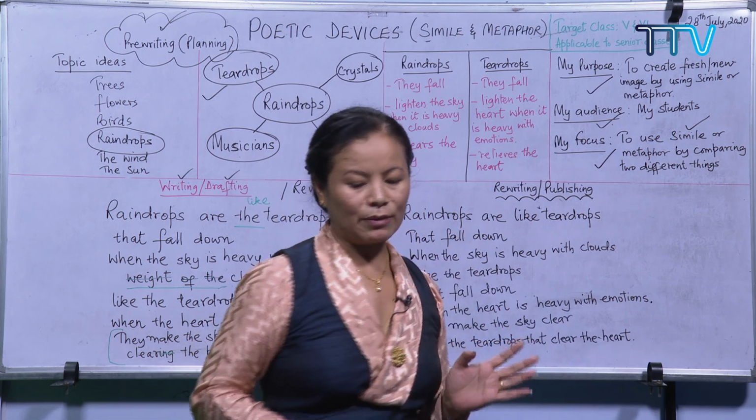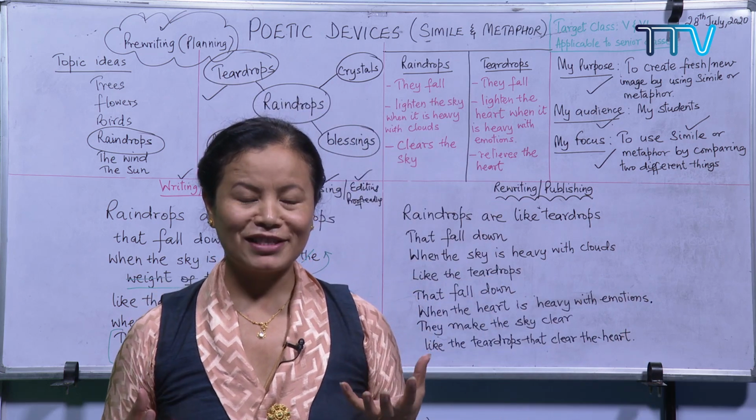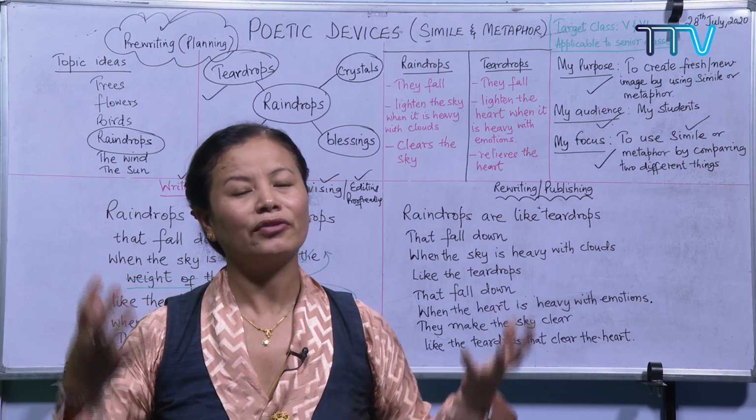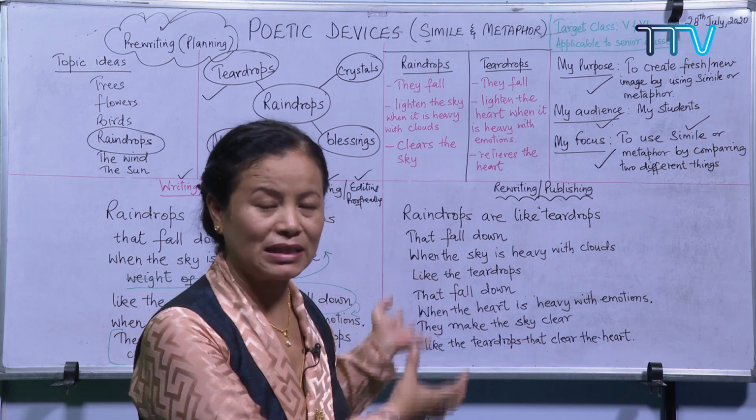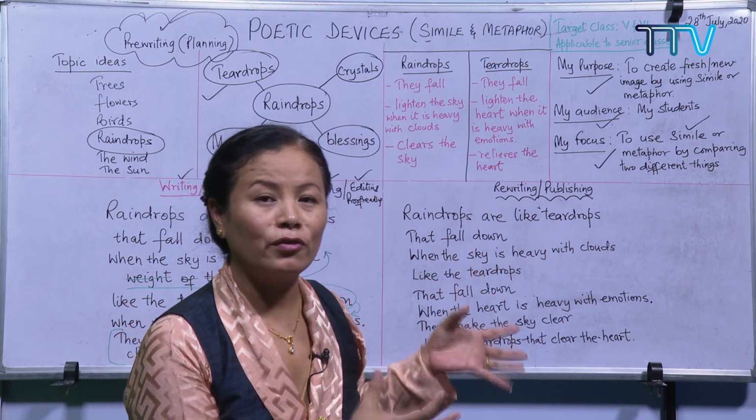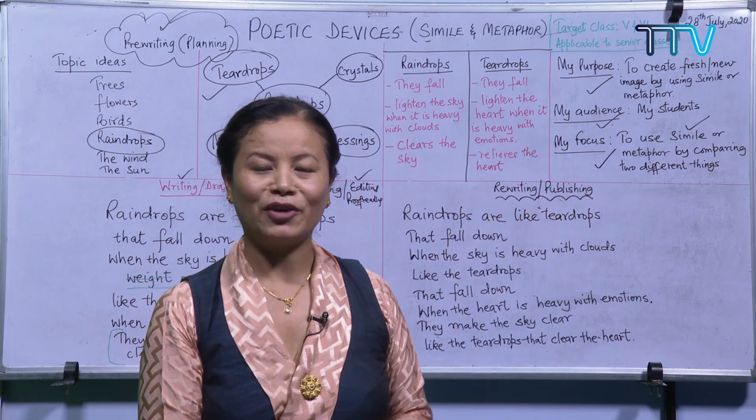I'm not saying that this is a perfect piece of poetry, okay, but at least this helps you get an idea how you can compose or create a poem, a poetry piece by using simile or metaphor, by following the proper writing process. This is how you can do. Okay, I hope you understood.